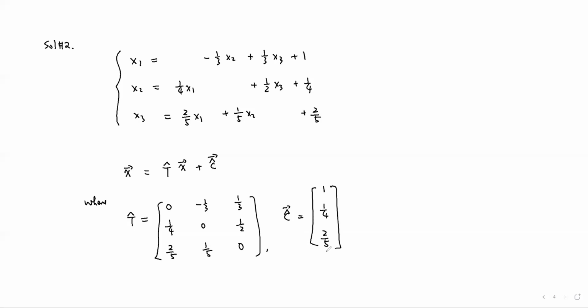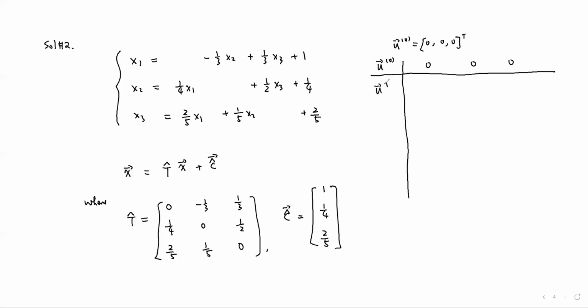Now let me run this iterative scheme. Again, I start with 0, 0, 0, and I tabulate the result. U0, of course, is 0, 0, 0. U1 is 1, 1.25, 0.4. U2 is 1.05, 0.7, 0.5.